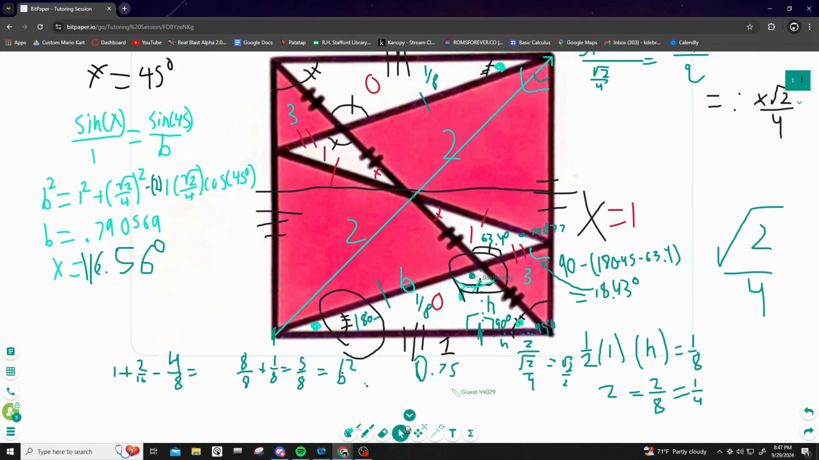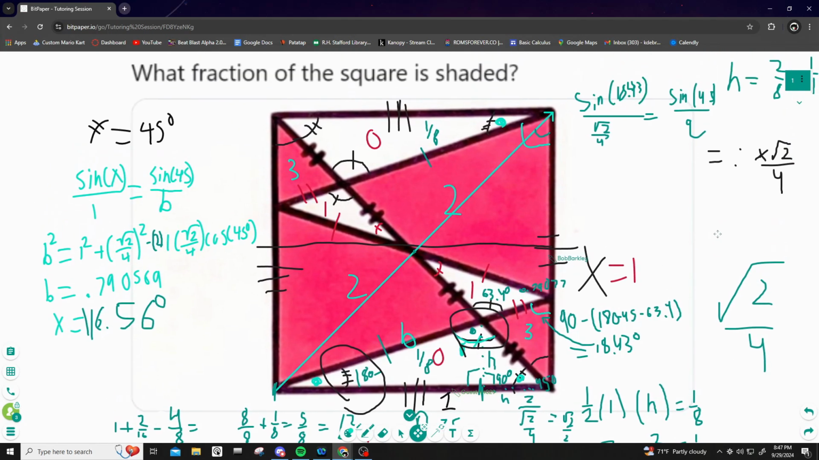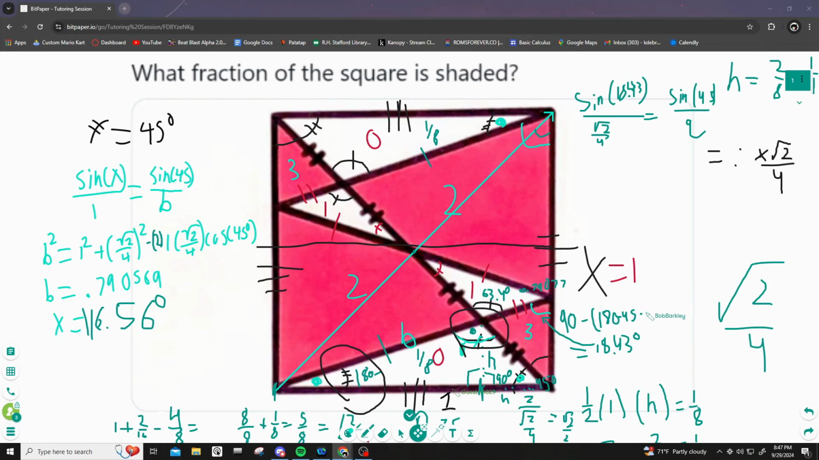Okay, so now we know that this angle is 116.56 degrees. There we go. So now we can take 180 minus 45 minus that, which is 71.56. Then we take 90 minus that. So yeah, it's 71.56. Okay.